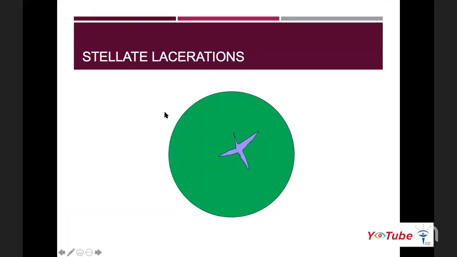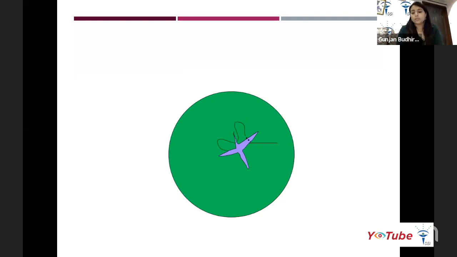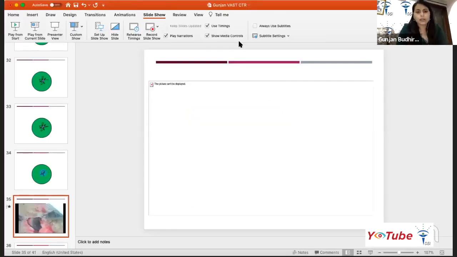Now coming to the stellate lacerations, they are stellate lacerations because they are star-shaped, and we have to see whether we are able to achieve a good opposition. Definitely, if we pass the sutures perpendicularly here, we will not be able to achieve a good opposition of the wound. So for that, we need to have purse-string sutures that can nicely oppose the wound and achieve a good anterior chamber opposition.